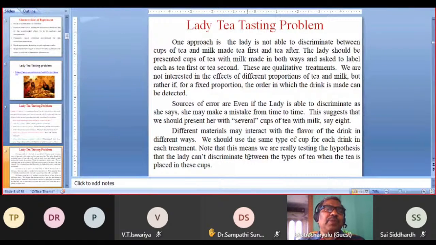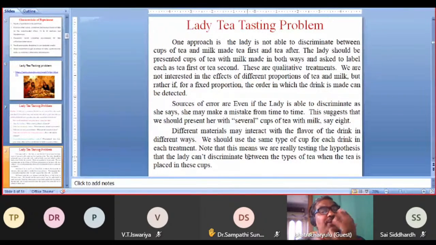Totally red, and in the other, milk is added more, so here I'm taking more precautions about the preparation of the tea for these two methods. So then only we can test whether that lady is having the discriminating power or not.